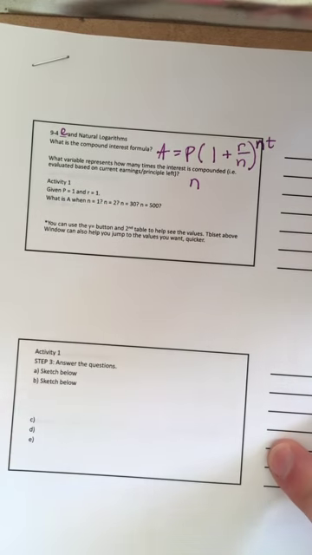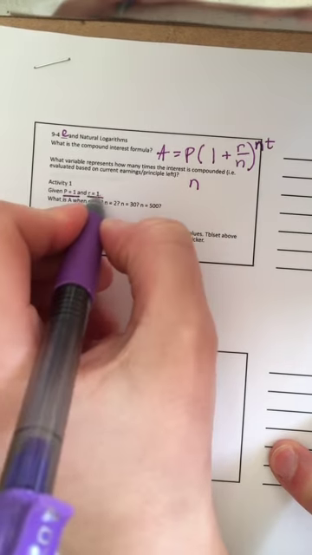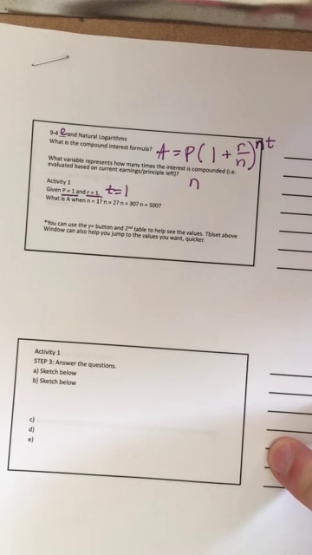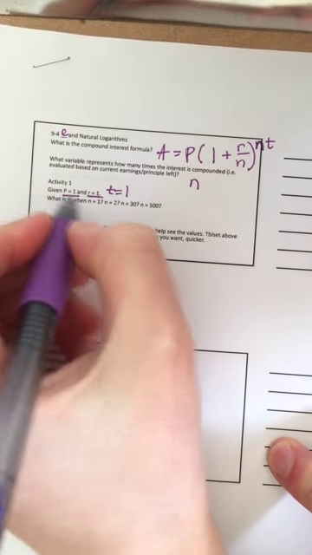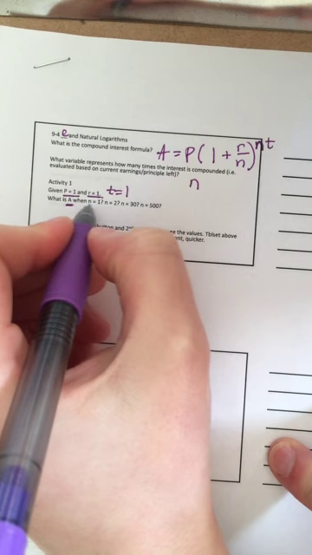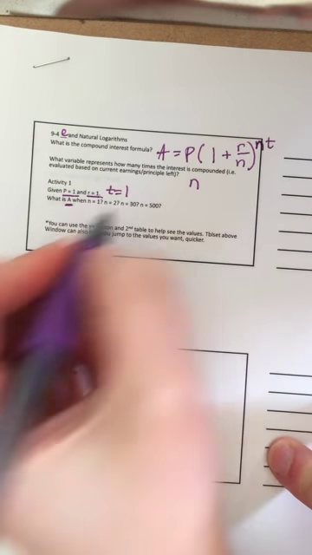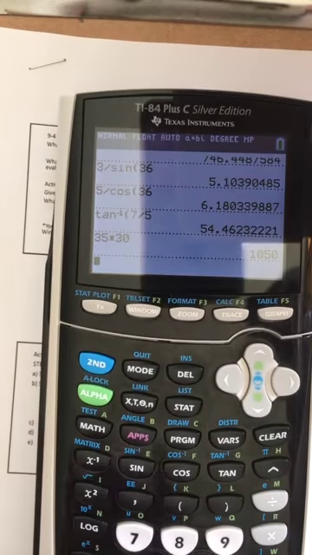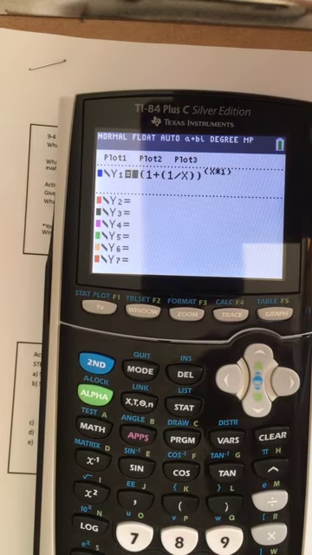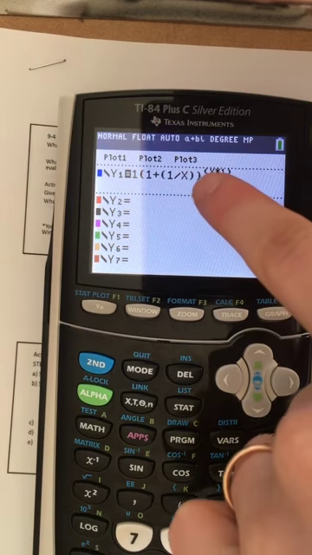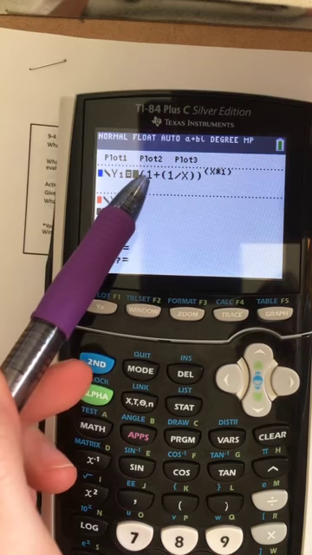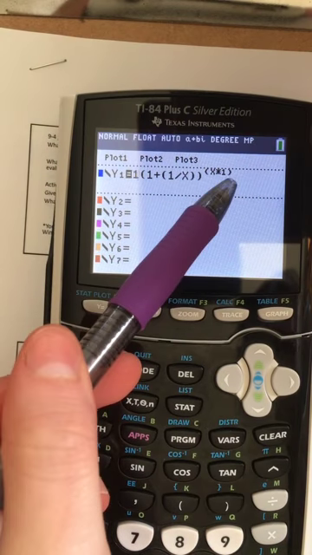So activity 1, you're given that P is 1, r is 1, and we are also assuming that it's just 1 year that we're finding interest for our investment. And they want us to figure out what is A when n is 1, 2, 30, and 500. Those are the numbers that are changing, the variable that we want. So when you go to your Y equals, put that whole formula in. X is wherever you see an n, because the n will change. Remember that P is 1, r is 1, t is 1.